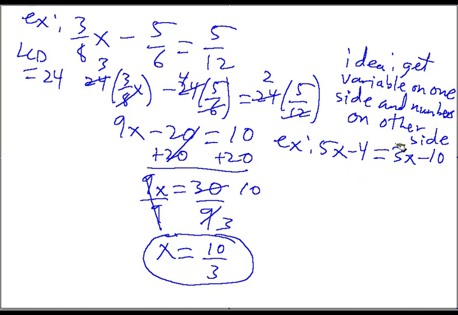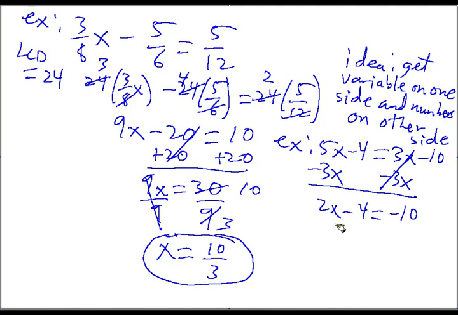Well, that means I want to move this 3x over to the left side. So move from the right side to the left side. Again, how do I move it from one side to the other side? We do the opposite. So it's minus 3x in this case to both sides, one step at a time. That takes care of the 3x's on the right-hand side. I get 2x minus 4 is equal to negative 10.